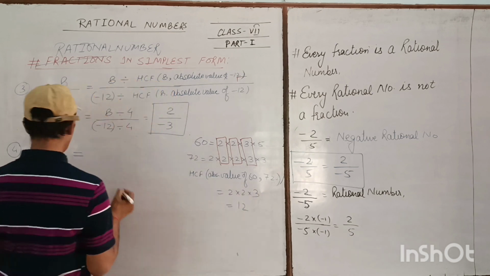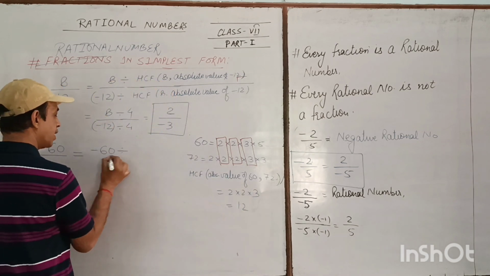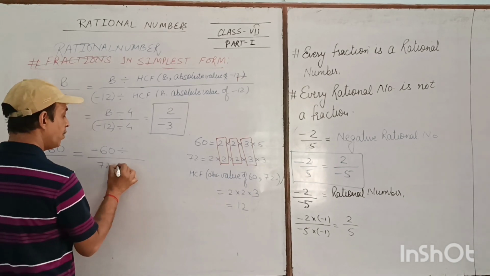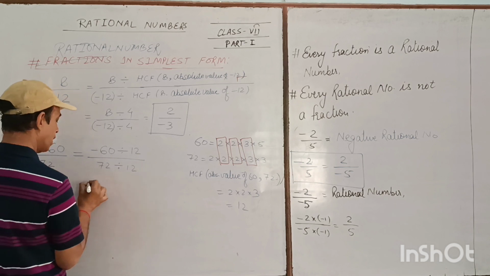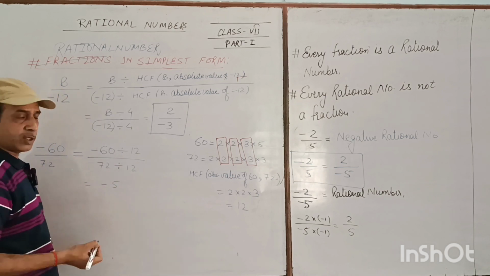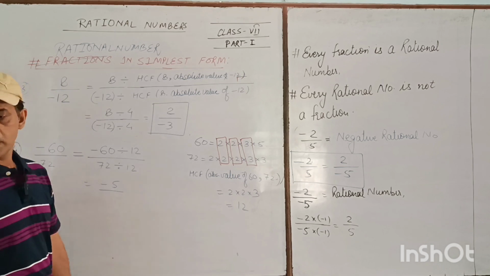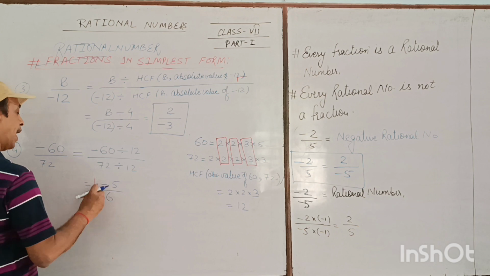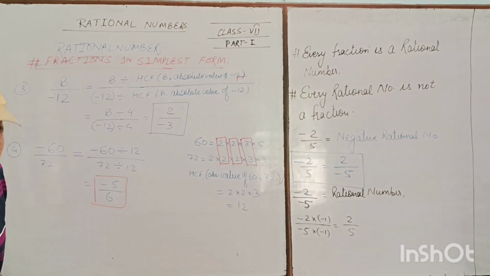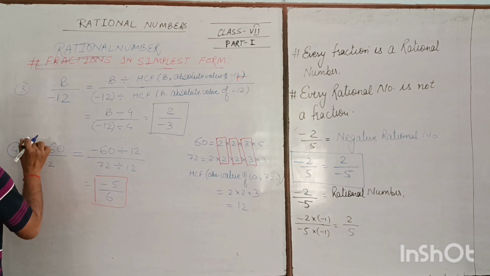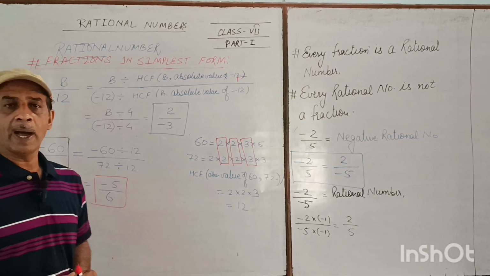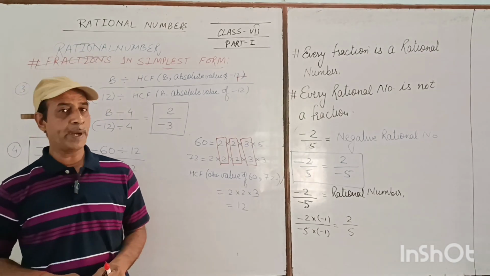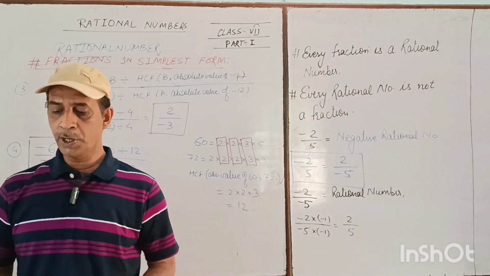It will be 12. That means the numerator, minus 60, and the denominator, 72, will be divided by 12. You will get minus 5 in the numerator, 12 fives are 60, and in the denominator you will get 6. That means minus 60 upon 72 has been simplified to minus 5 upon 6. Fine? So keep on practicing the questions, students, and do it very well.